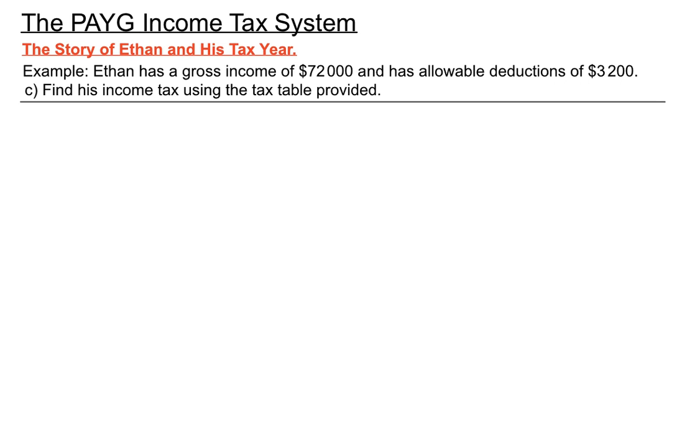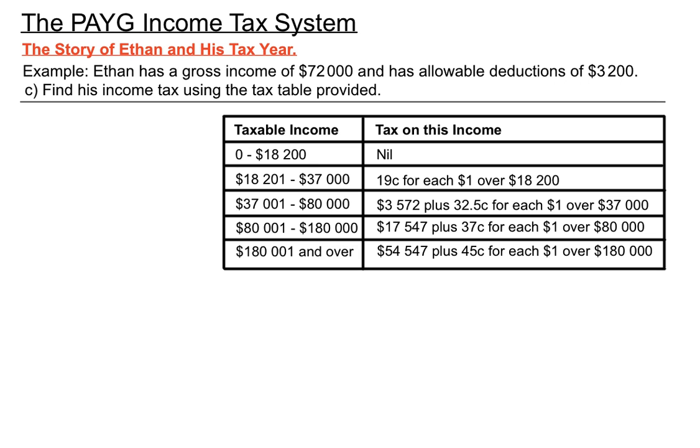Alright, so the other thing that we use the taxable income for is to find the amount that Ethan needs to pay for his income tax. So there's a tax table provided there. Now let's have a good look at this tax table. We have different taxable incomes down this left-hand column here, and we have the tax calculations that are relevant for each of them on the right-hand side.